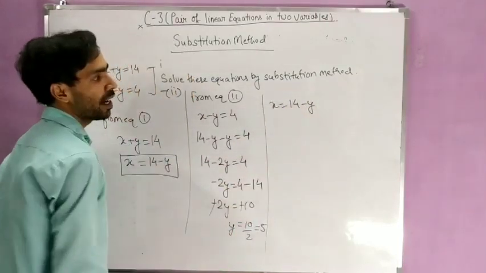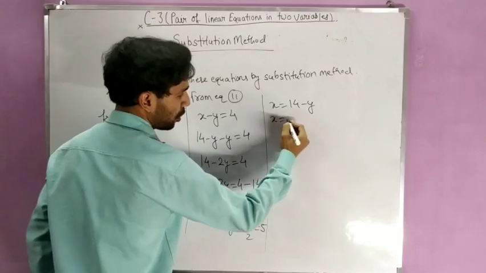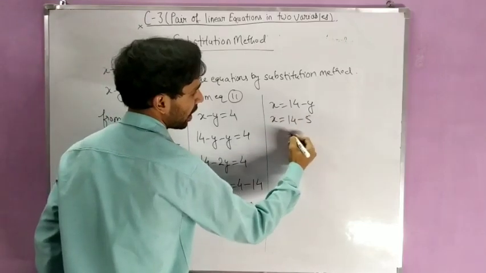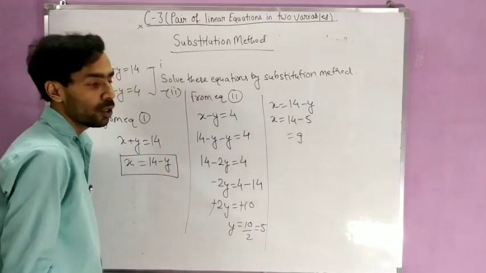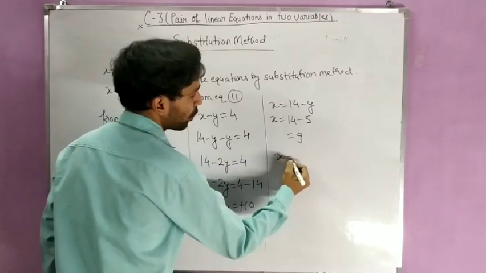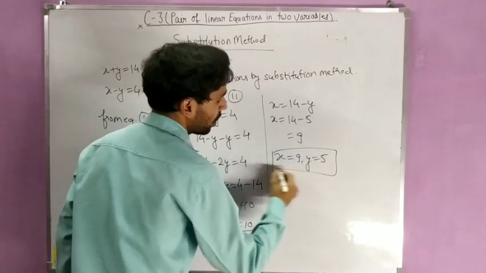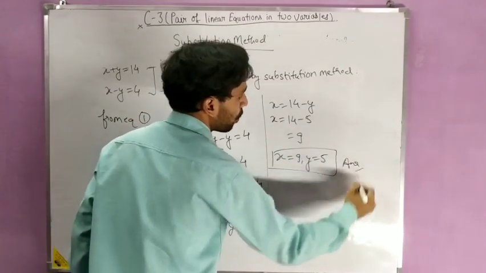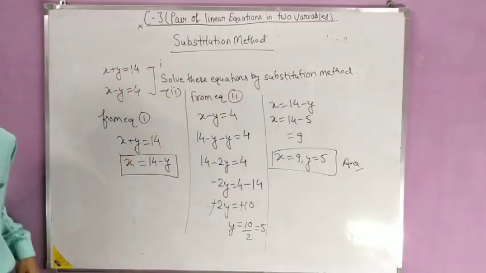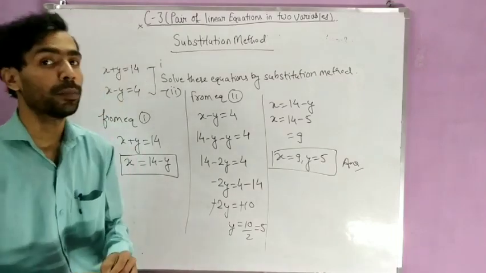Now put the value of y here. So x will be equal to 14 minus 5, that is 9. So the solution will be x equal to 9 and y equal to 5. So that will be your answer. Okay, now this method is known as the substitution method.